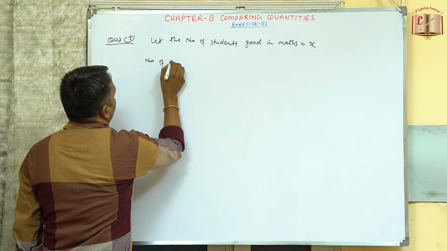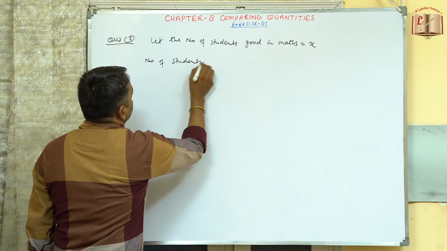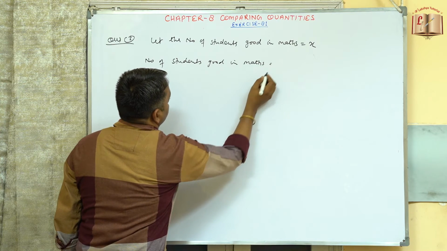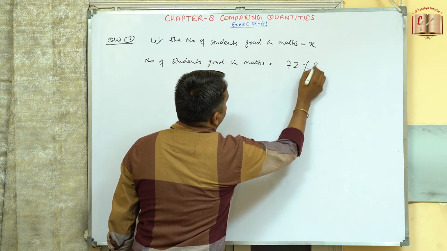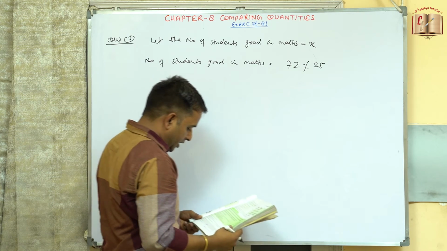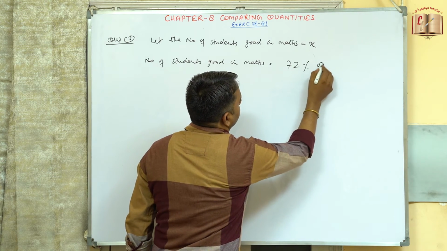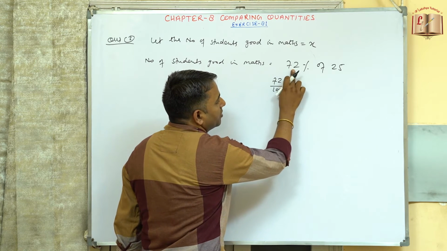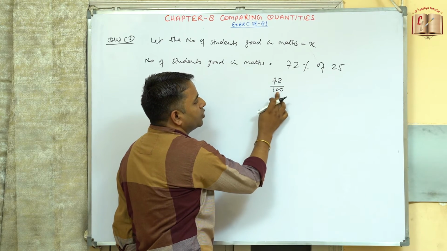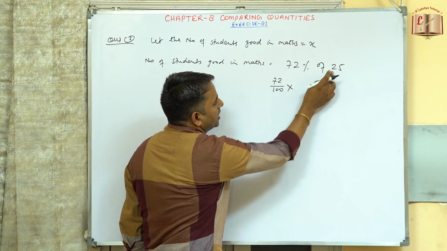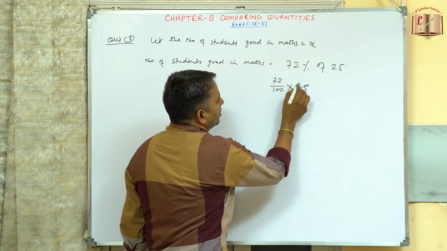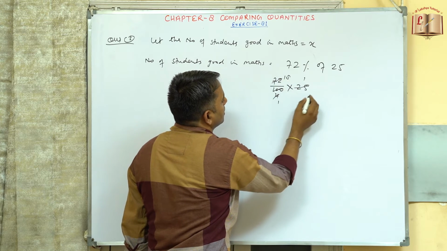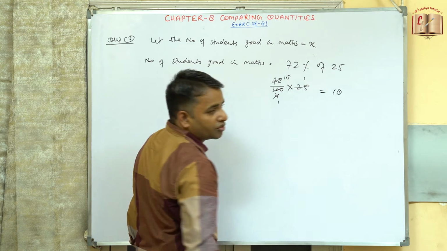So number of students good in maths, so they are now 72% of 25. So 72 by 100. So it will be written as 72% means 72 by 100. Of means multiplication, then 25. So 25 1, this is now 4 times, so 4, this is now 18. So 18 students are good in maths.